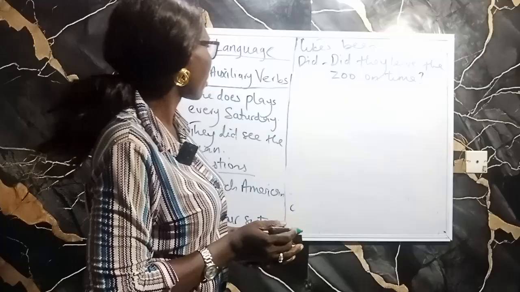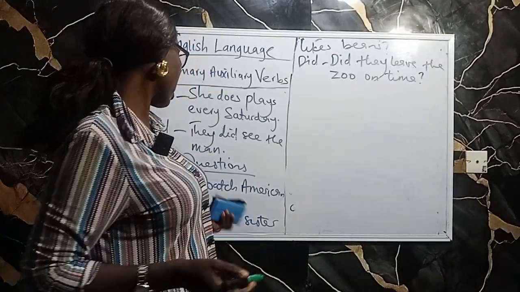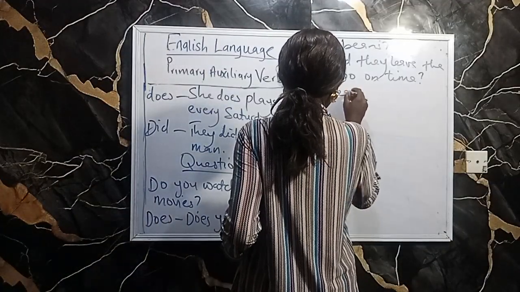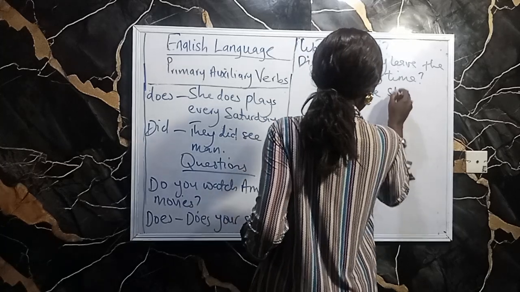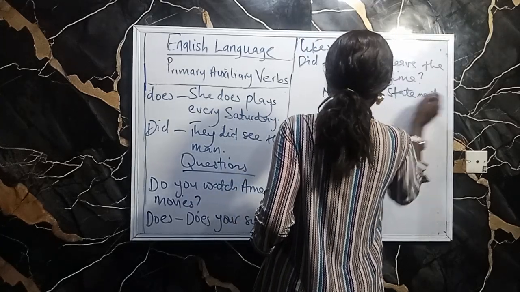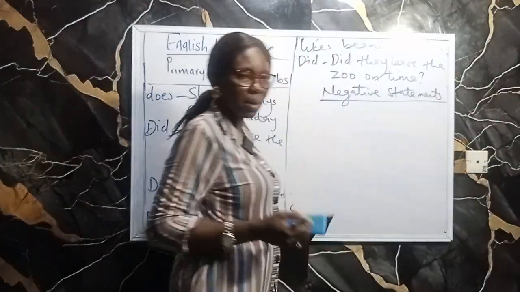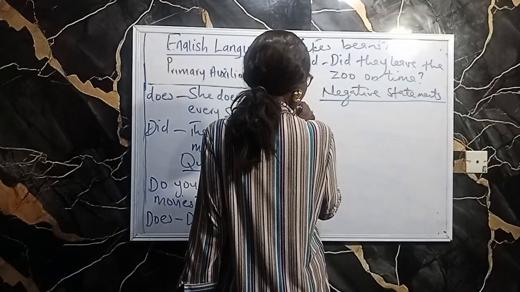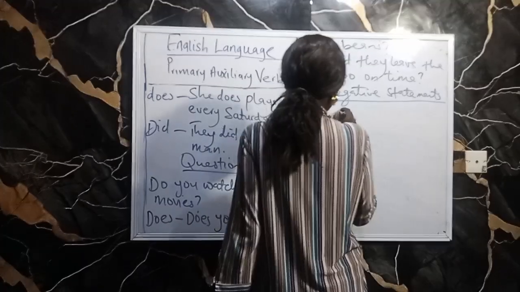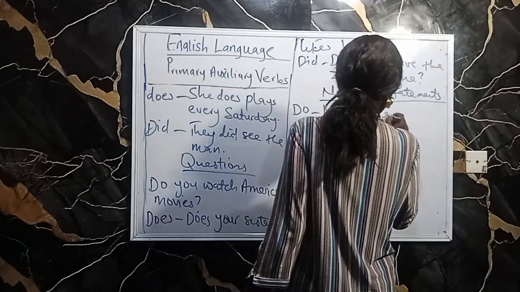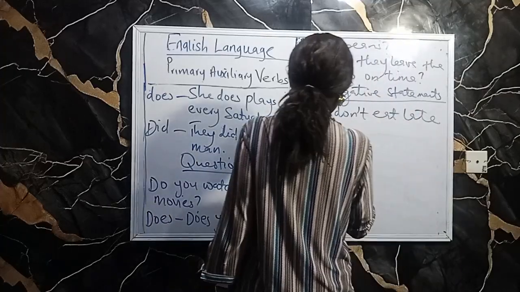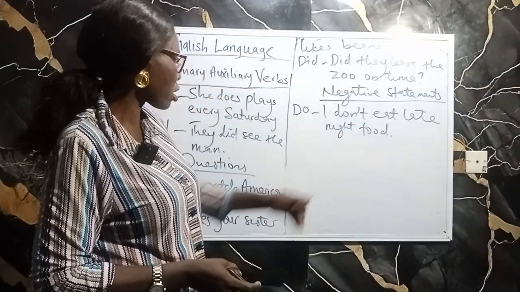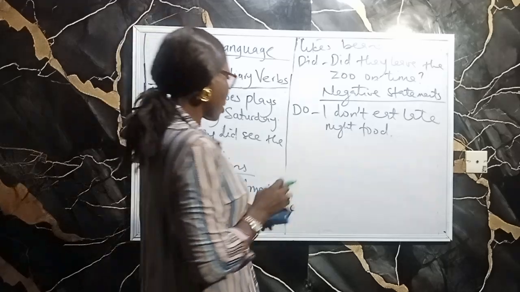That is a question. Okay, then we can also use these three verbs for negative statements. Remember, statements that have not in them. So we have do. I don't eat late night food. So this is a negative statement because of that not. It's like I do not. Then does.